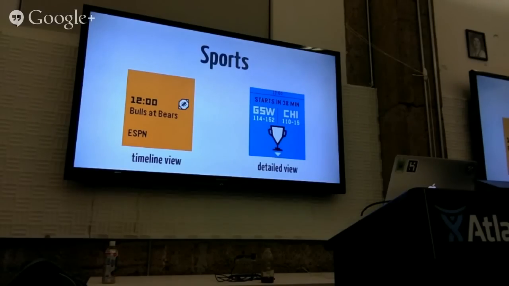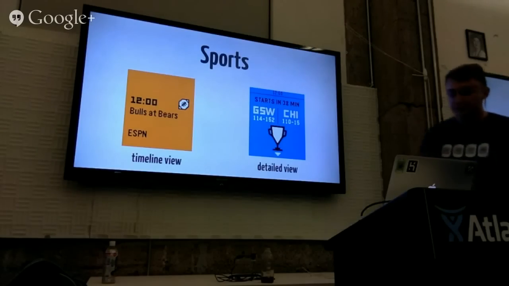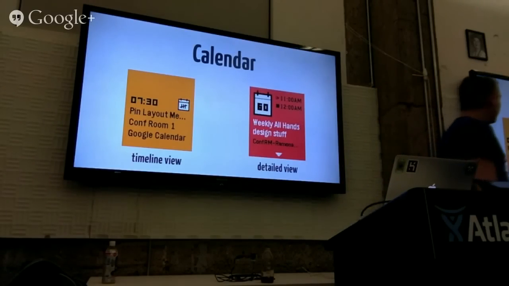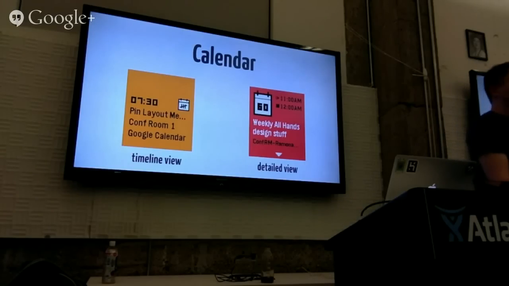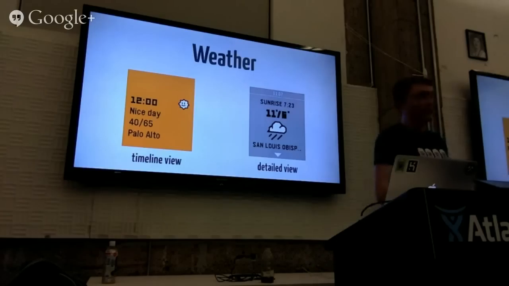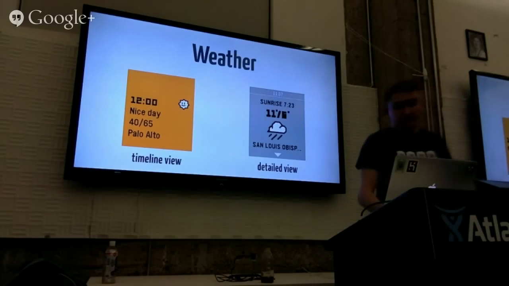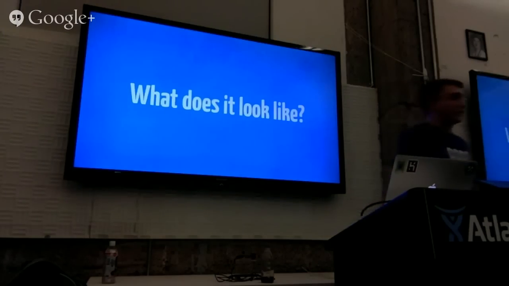When you select a pin, you get a more detailed view of what that pin is about. Here's another example. Here's a calendar pin. On the left, you have what it looks like on a person's timeline, and on the right, what it looks like when it's selected. And here is a weather pin as well. That's not very exciting because those are just mock-ups, right?